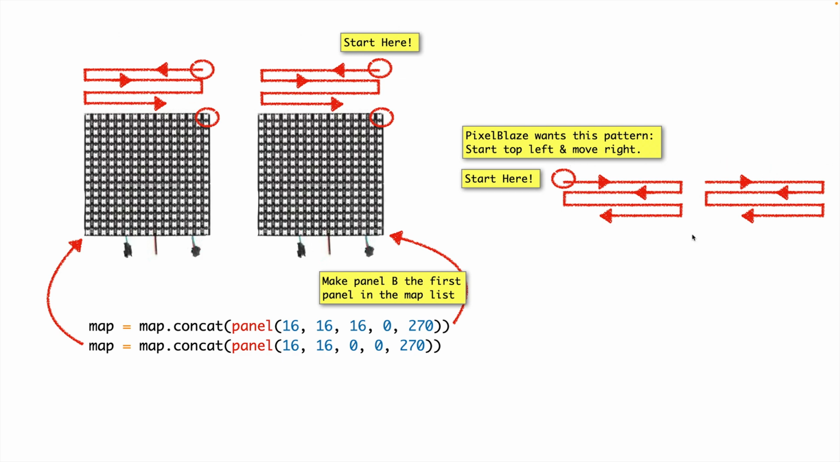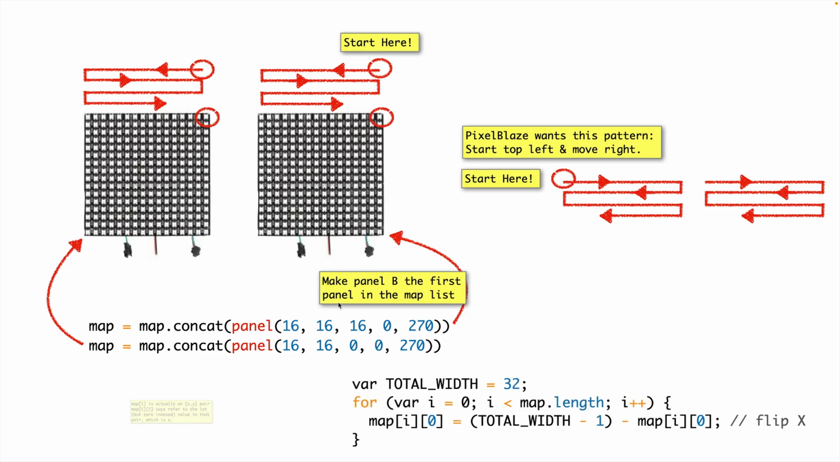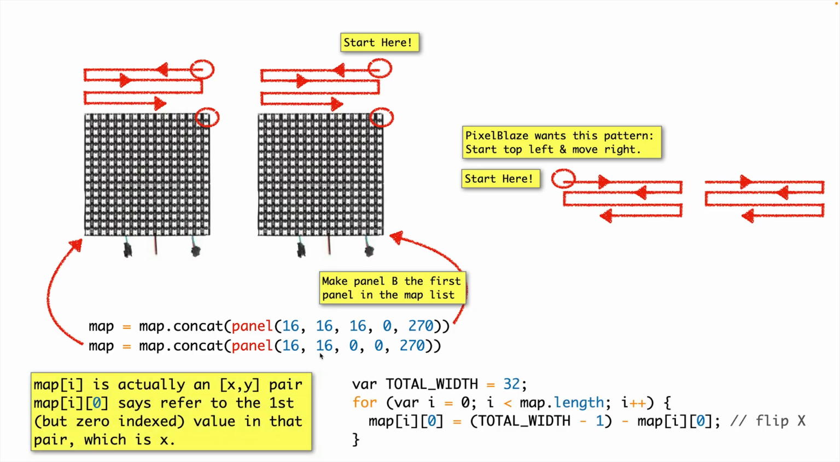Well, I have to add a little bit more code for that. Now you don't have to memorize this, just know that if you want to flip the orientation of your panels, you can reuse this code wherever you need to. The only thing that you might need to change is the width. Ours is 32 because we have two 16 by 16 LED matrices side by side.